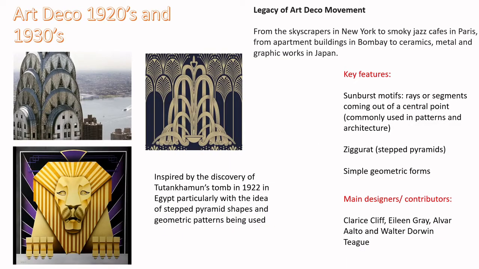Art Deco. So this came straight after, in the 1920s and 30s. A lot of this was mainly architecture, the most common thing. So think skyscrapers in New York, jazz cafes in Paris, apartment buildings in Bombay, and then it did go into ceramics, metals, and graphic works in Japan. So it literally was all over the place.